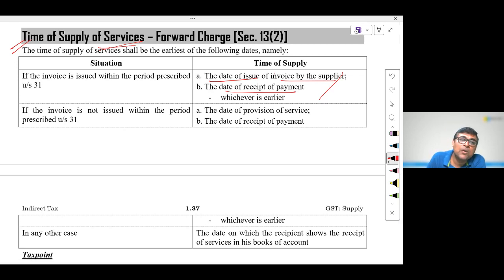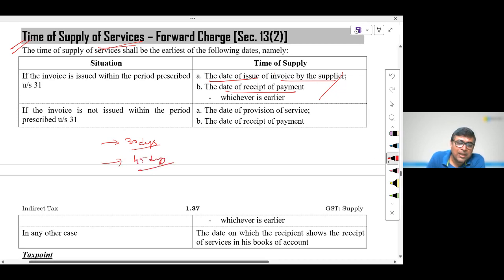This is applicable only if the service provider made an invoice within the period prescribed under section 31. What is the period prescribed under section 31? Ideally, whenever you deliver the services, you are supposed to issue an invoice within 30 days. In case of a banking company or insurance segment, it is 45 days.